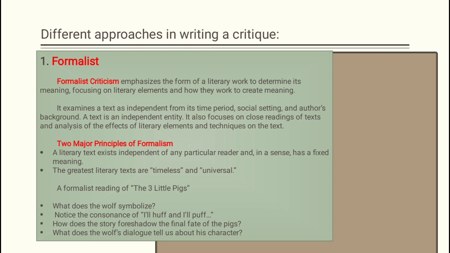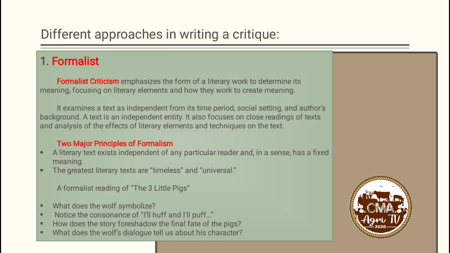Formalist criticism examines a text as independent from its time period, social setting, and author's background. A text is an independent entity. It also focuses on close reading of the text and analysis of the effects of literary elements and techniques on the text. We have two major principles of formalism. The first one is that a literary text exists independent of any particular reader and, in a sense, has a fixed meaning. The second one is that the greatest literary texts are timeless and universal.